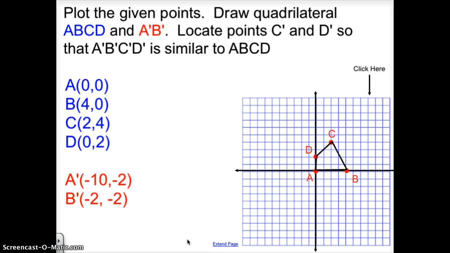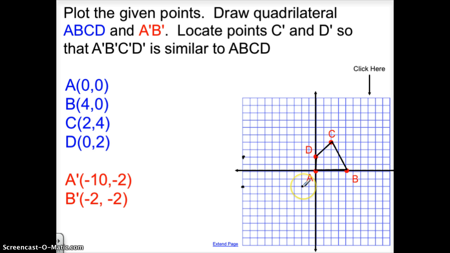Here is quadrilateral ABCD, and so A prime B prime will be located right here at -10, -2, and -2, -2. The distance from A prime to B prime is 8. The distance from A to B is 4. Therefore, A prime B prime is double, and therefore we could then double the length of every single point. It wasn't flipped, it wasn't rotated, it wasn't reflected. And so we can prove that this point right here could also be point D prime.